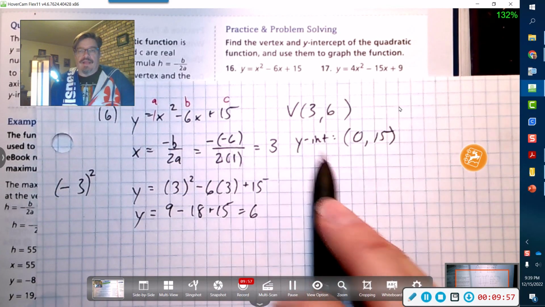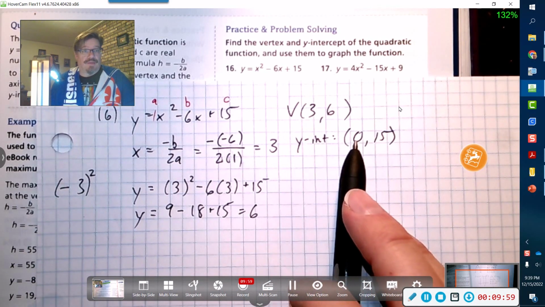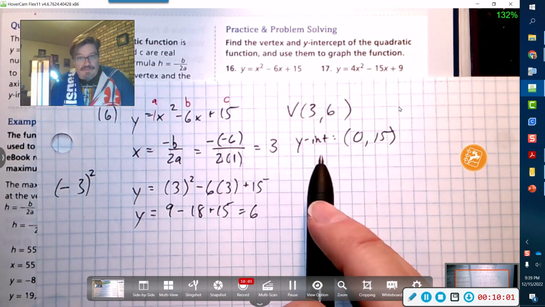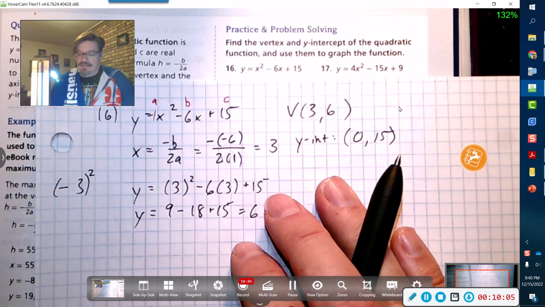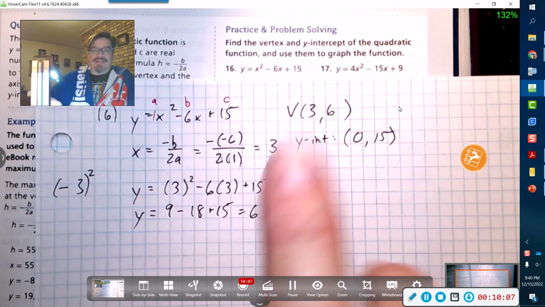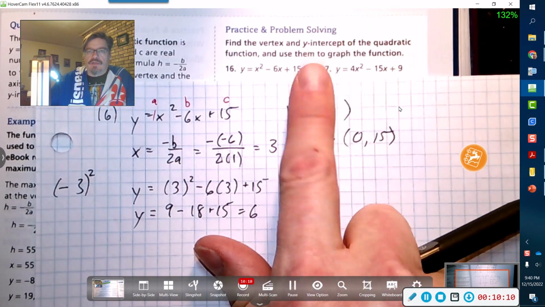So we could actually get a nice graph just based on this information alone, get an idea of where it sits, how it points, where it hits the y-axis, where it might hit the x-axis, and so on and so forth. Oh yeah, we actually use them to graph the function.